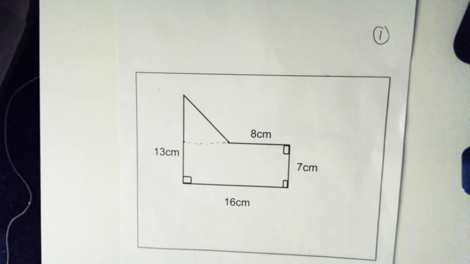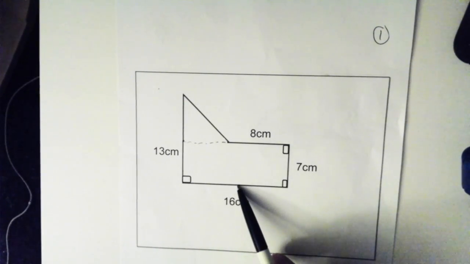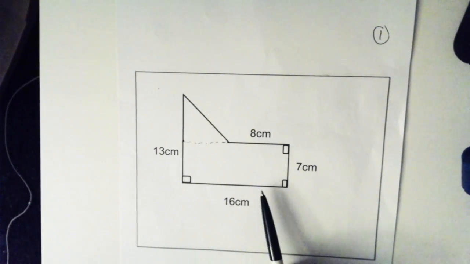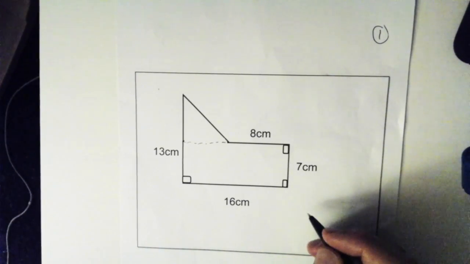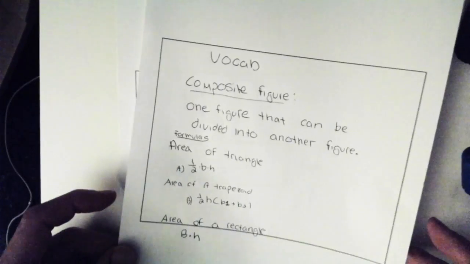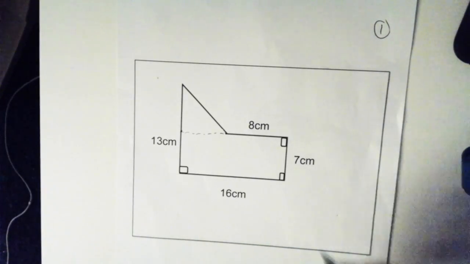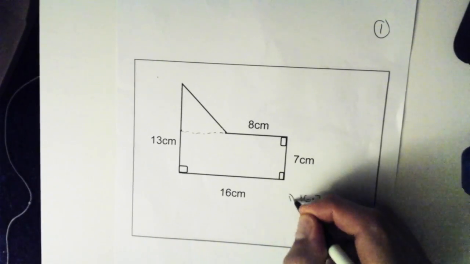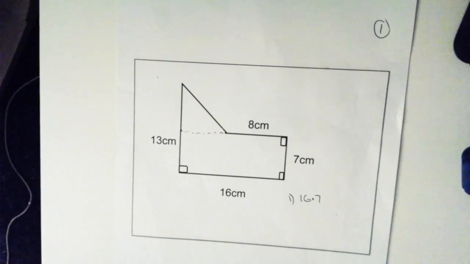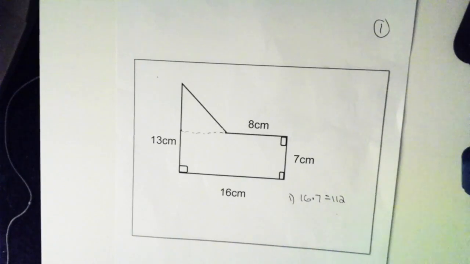So I have here a rectangle now. And I've got two sides longer than the other two, so I'm going to multiply the area of a rectangle, base times height, which is 16 times 7. So we'll say that's step 1. 16 times 7 is 112.